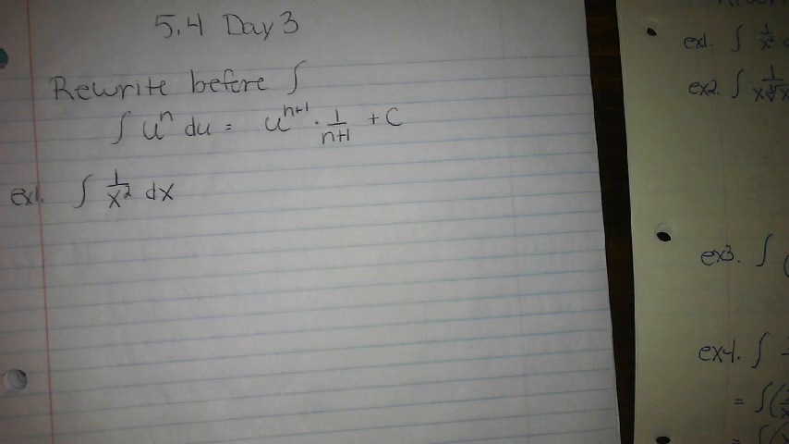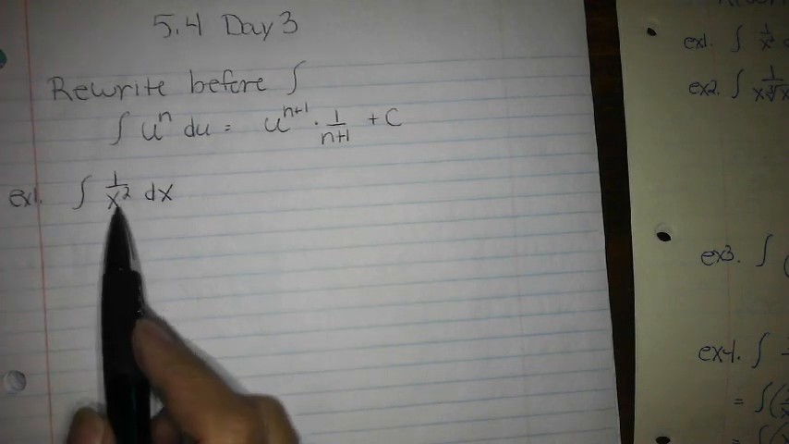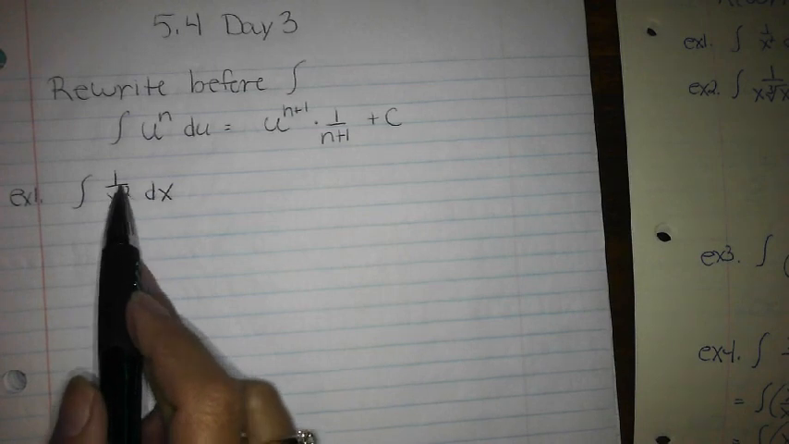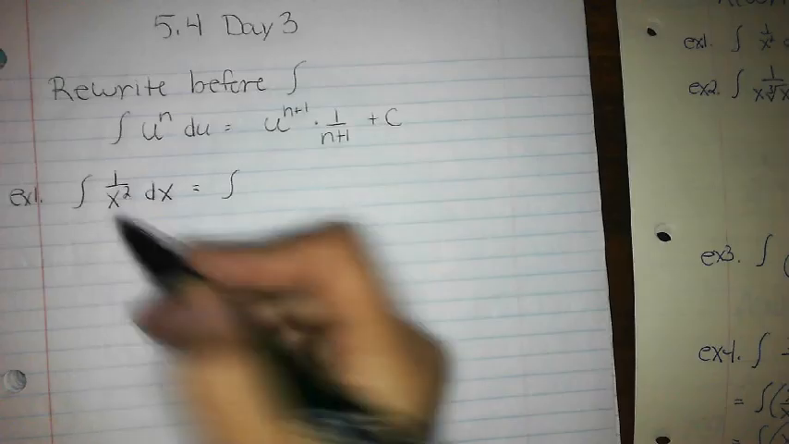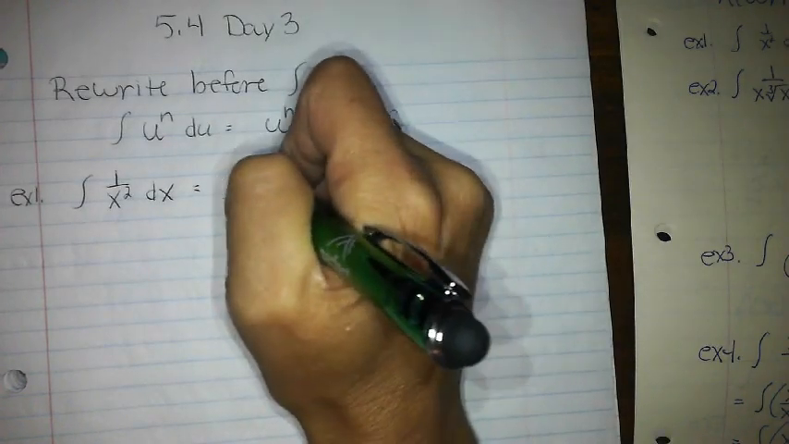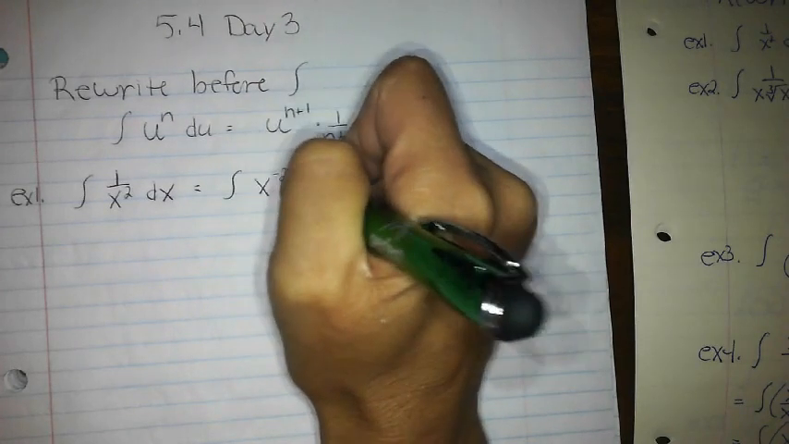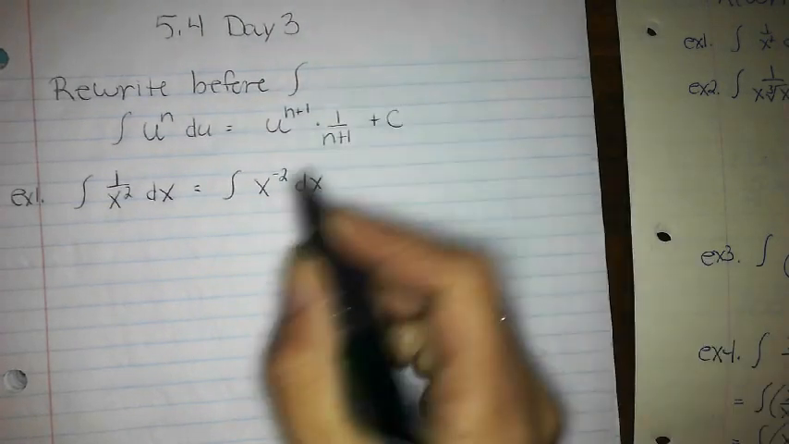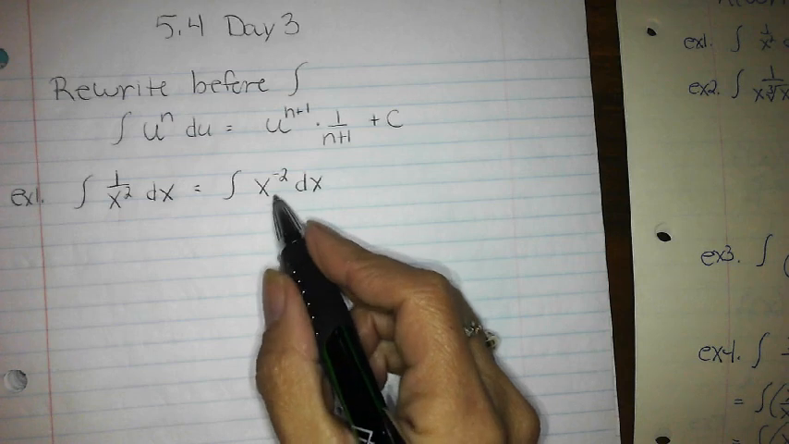Okay, first rule of thumb, never. We're not going to integrate at this point with an x in the denominator. So we're going to rewrite it. When you bring it up, it just makes the exponent negative. So you rewrite it as x to the negative 2. And now it's integration ready.